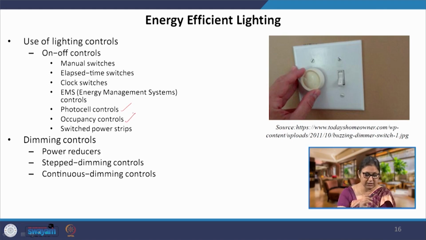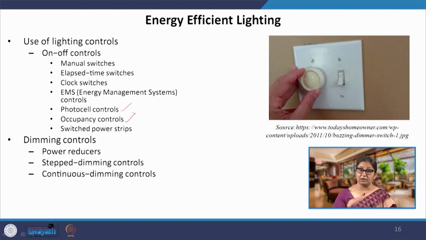The second one is the occupancy control. So, if people are there, then the light turns on. If people are not there, then it turns off. This uses infrared sensors. As they sense the infrared radiation which is due to the presence of a living body, the light will turn on, otherwise it will automatically be off. We also have sensors which have overrides.